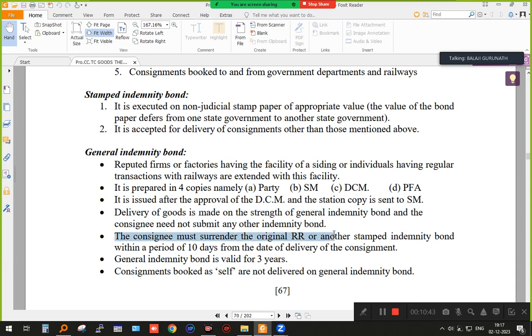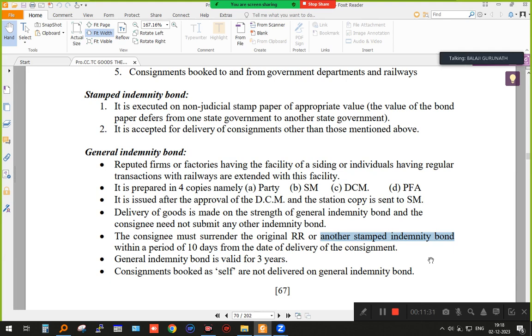Then the consignee must surrender the original RR. ये बहुत important point है. The consignee must surrender the original RR within 10 days from the date of the consignment. So after taking delivery on indemnity bond, how much time does he have to give the original RR? 10 days. If he does not give it within 10 days, what does he have to do? Another stamped indemnity. क्योंकि 10 दिन के अंदर वो ओरिजिनल आरआर सबमिट नहीं कर पाया, we have to ask him to give a separate stamped indemnity bond.